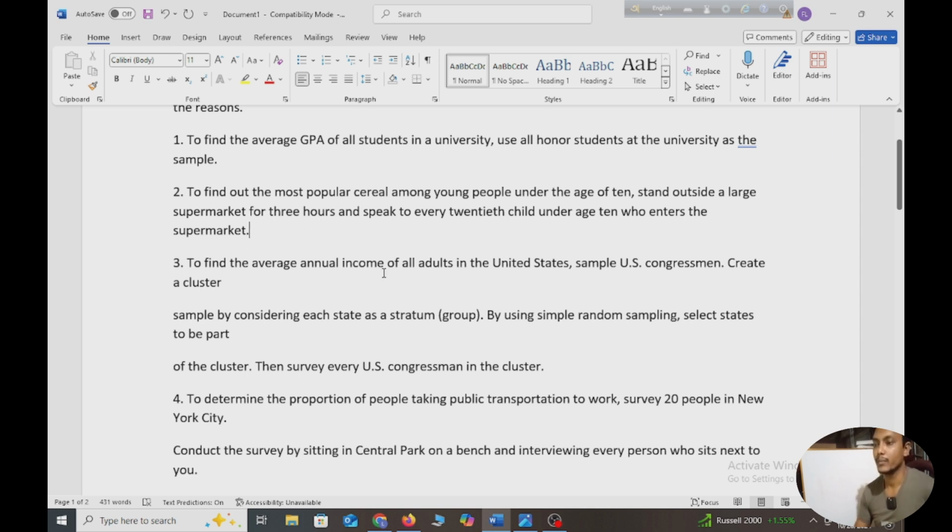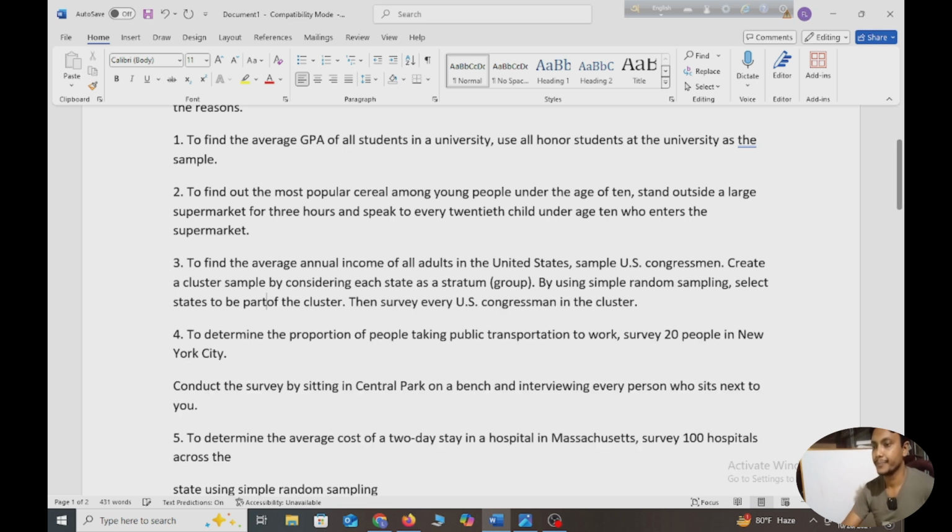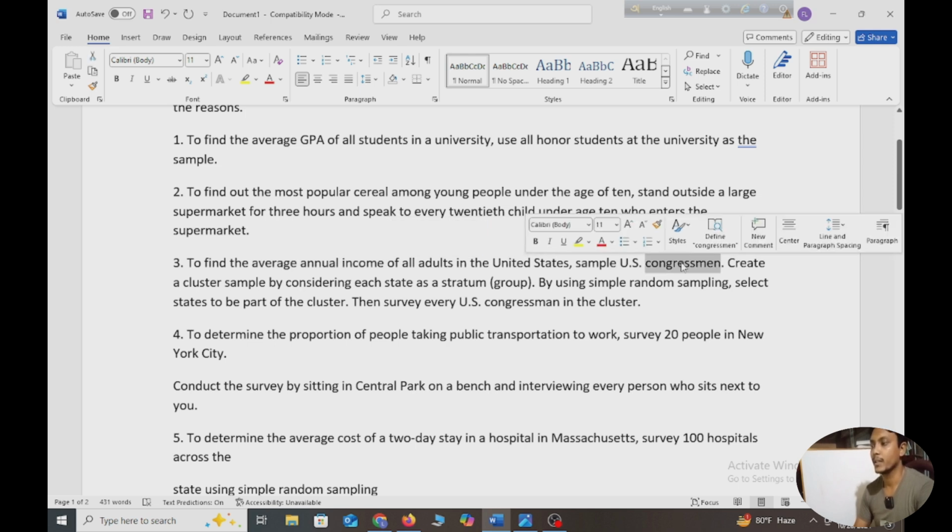To find the average annual income of all adults in the United States, sample US congressmen, create a cluster sample by considering each state as a stratum. By using simple random sampling, select states to be part of the cluster. Okay, let's concentrate again. To find the average annual income of all adults in the United States. Okay, so if we want to find the average annual income of all adults, we are taking here US congressmen. So only congressmen is not a good representative, right? Because general people earn very little, so considering only these people is not a good idea, right?